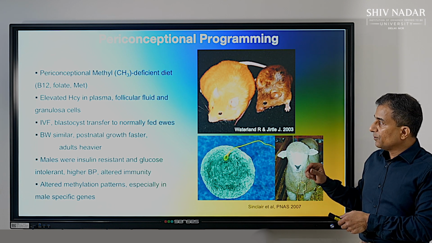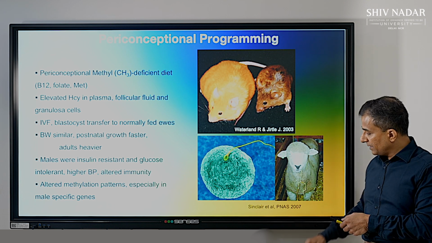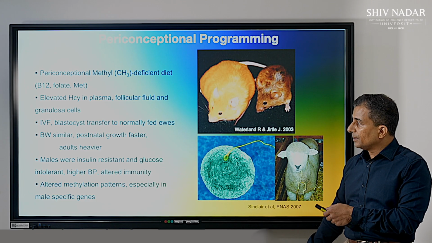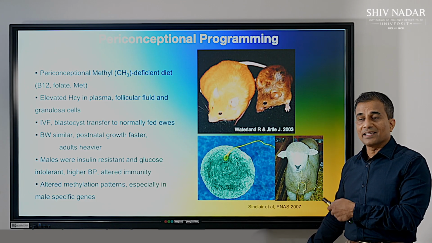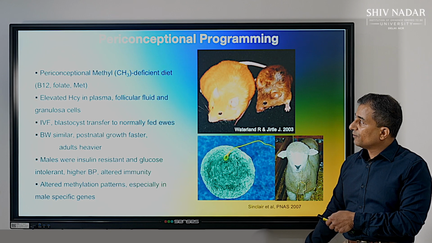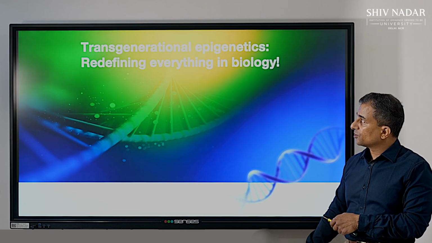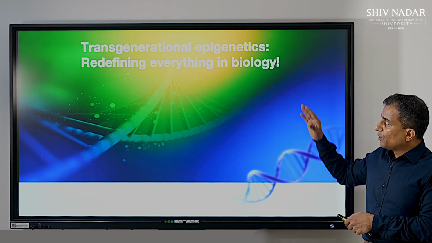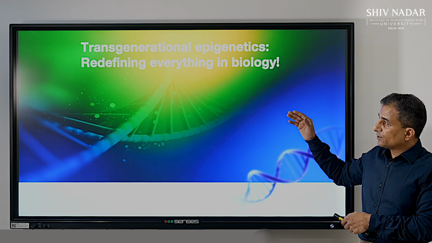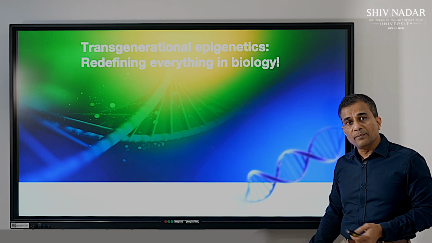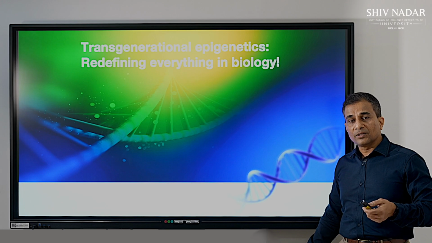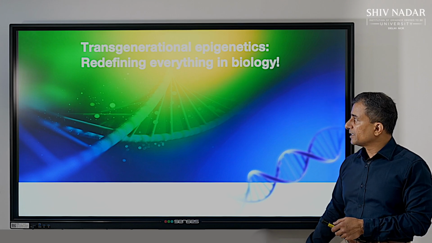So I'll come back to this, how it is important, and this was later on shown even in higher animals or in bigger mammals. So indicating that yes, indeed, this is an important aspect of gene regulation that can have a transgenerational implication. So that's why we now want to understand what are the transgenerational effects of epigenetics, because it is redefining almost everything in biology, and it's extremely important for personalized healthcare and personalized medicine.